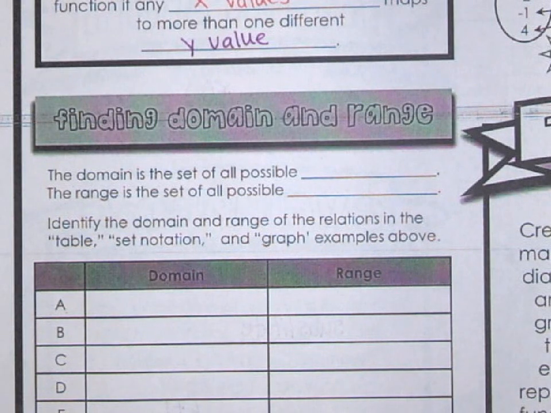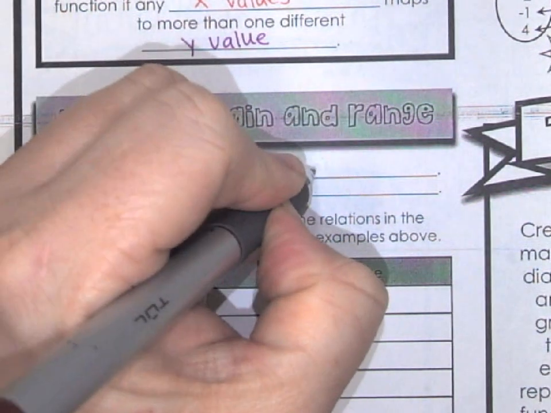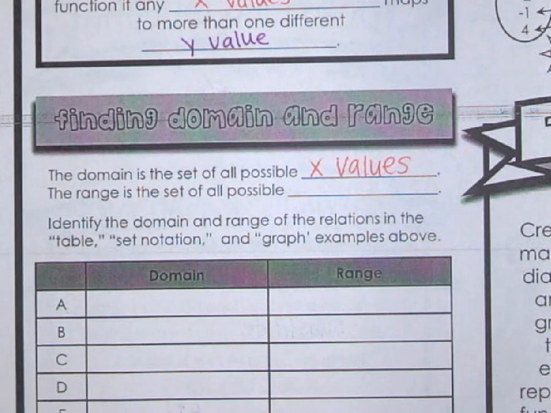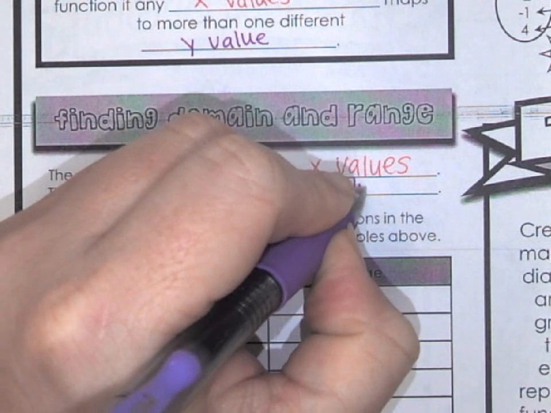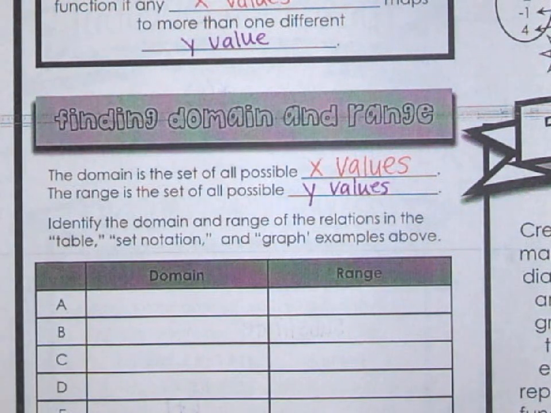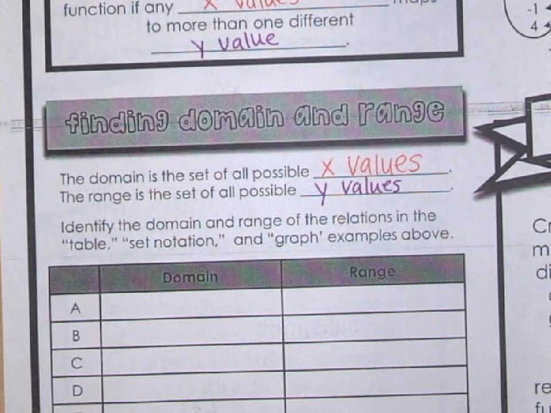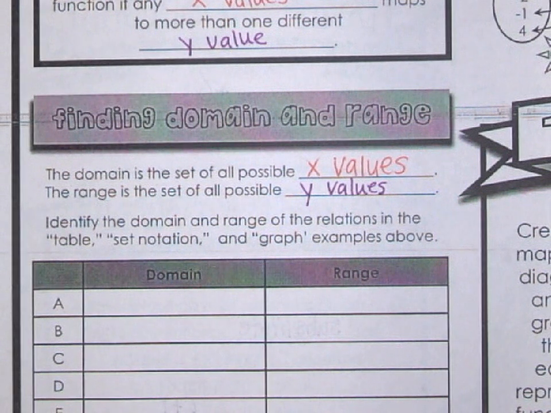Today's topic is finding the domain and the range of a function. The domain is the set of all possible x values, and the range is the set of all possible y values. We're going to practice writing this in set notation so that you get used to seeing set notation as well as using set notation. So what we're going to do is look at the relations above.